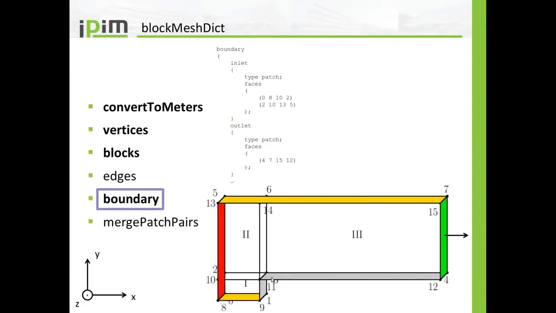And I show you here the entire geometry. So the outlet is made up by 4, 7, 15, and 12. And the orientation is very important here because this defines the normal vector of your face. I show you here the normal vector, and how you remember the correct orientation.